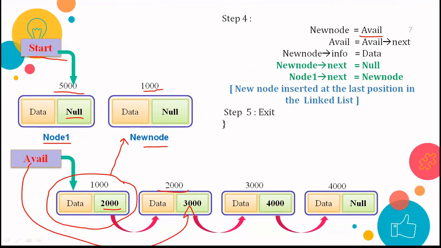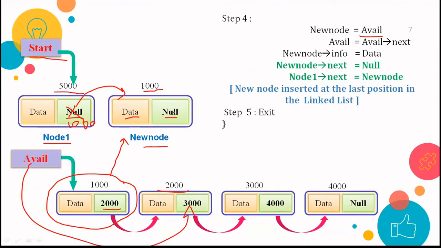Similarly, all these are the free nodes available, but this one is now being used for inserting some data. Now in new node information, we will store some data, and in new node next you will store null, because now this is the last node in the linked list. And then node 1 next will contain the address 1000. So it is no more going to store null, but it is going to store 1000. In this way, we can say that now these two nodes have been connected.